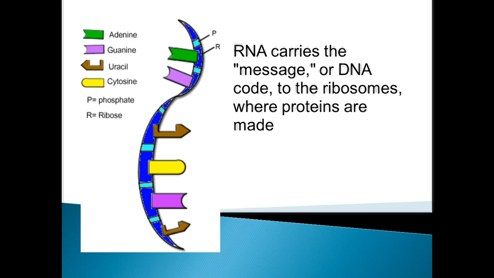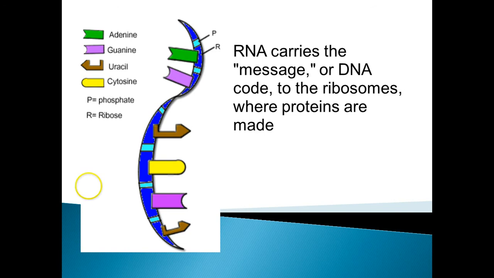RNA is similar to DNA, but not exactly the same. It doesn't quite have the same purpose. RNA is the messenger. It carries the message, or the code that the DNA has, to the ribosomes. Remember when we were studying cell structure? Ribosomes are located out in the cytoplasm, sometimes along the endoplasmic reticulum. And these ribosomes are where proteins are actually made. And then those proteins are what makes your body function the way it does or look the way it does.